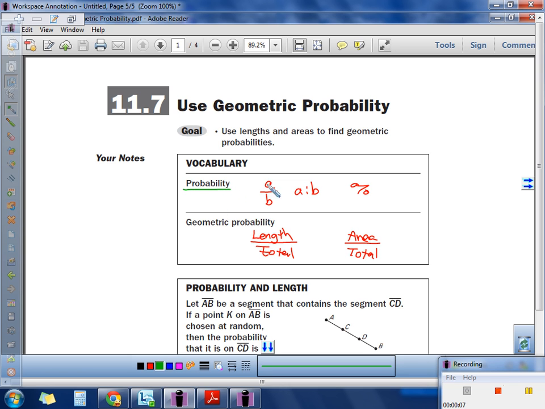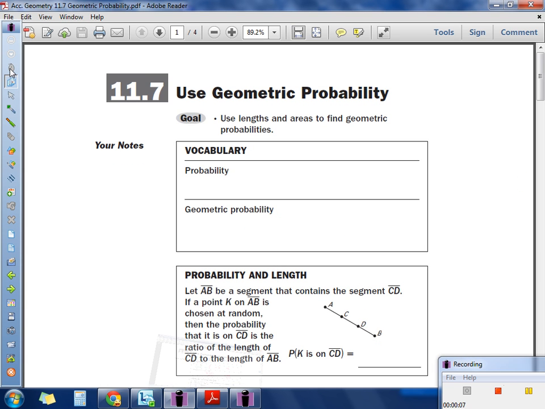A lot of times we'll write something like A over B or A to B. And today we're also going to talk about making that a percentage. The key thing we have to remember is that the bottom term is typically the total. Not always, but typically. So when we're talking about geometric probability, what that could look like is a particular length over a total length, or a particular area over a total area.